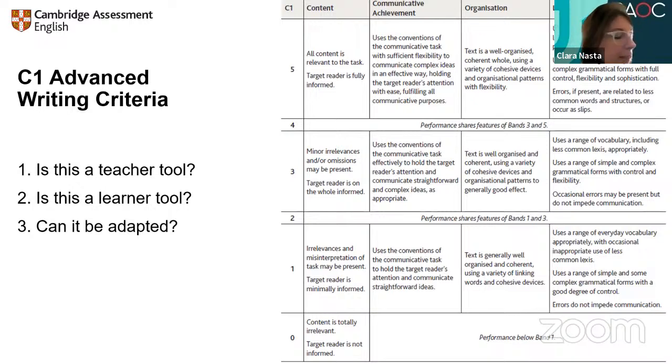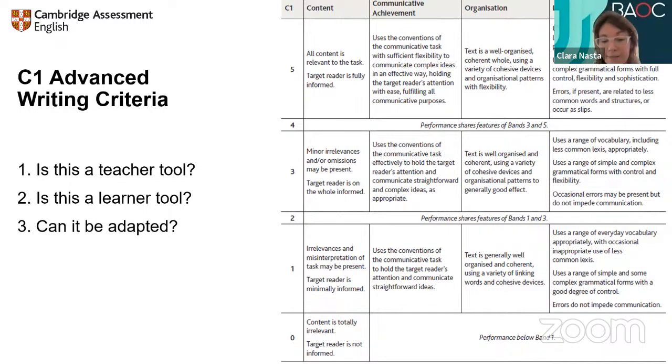So the idea, let me see some more answers here. They think it's both. I use it so as to teach them what to pay attention to. Good. It has to be adapted. All right, I find it difficult to use it.